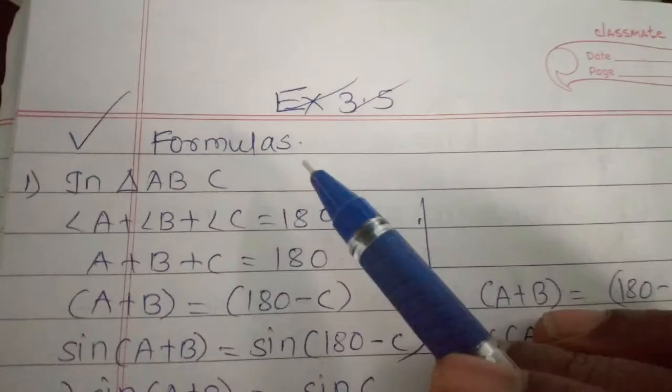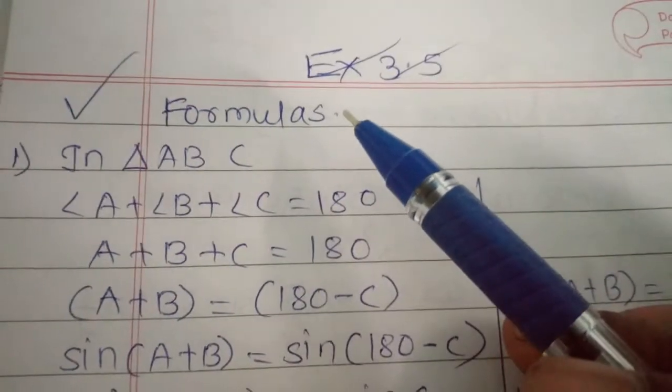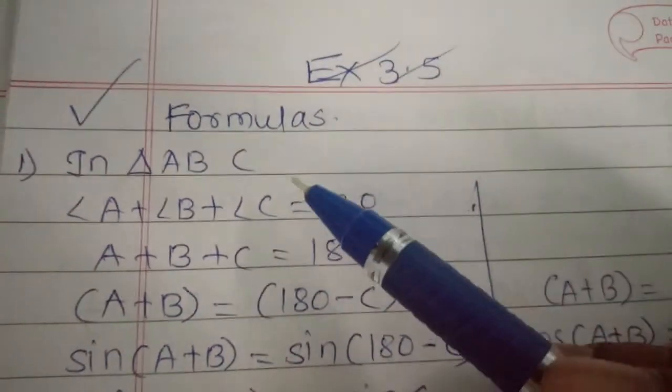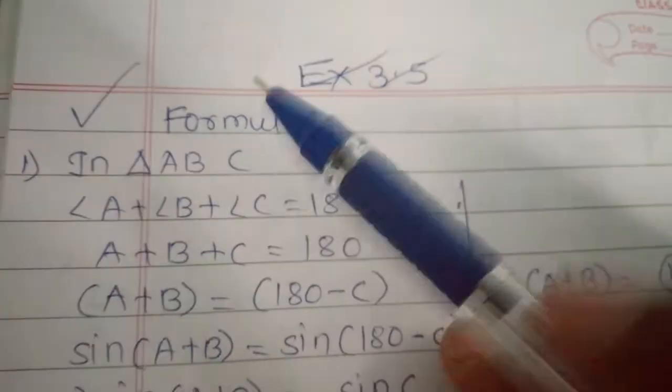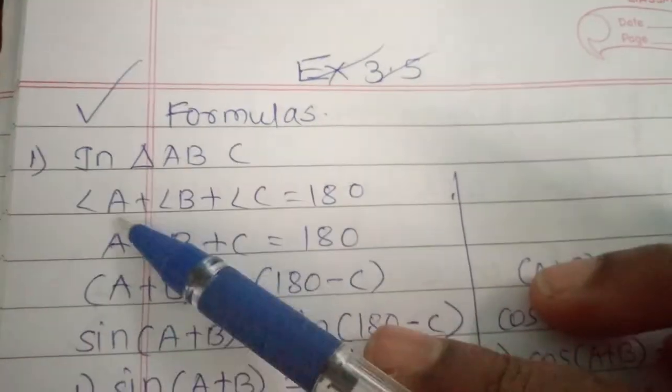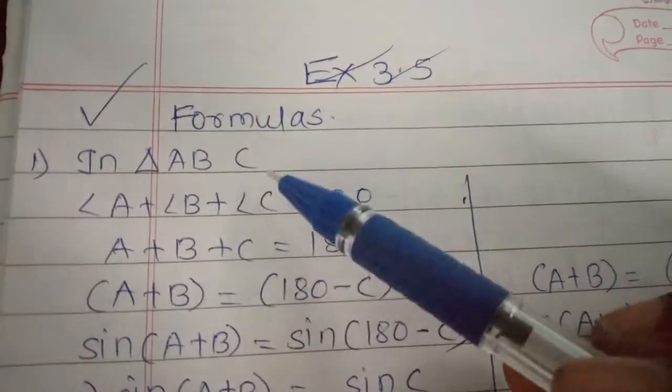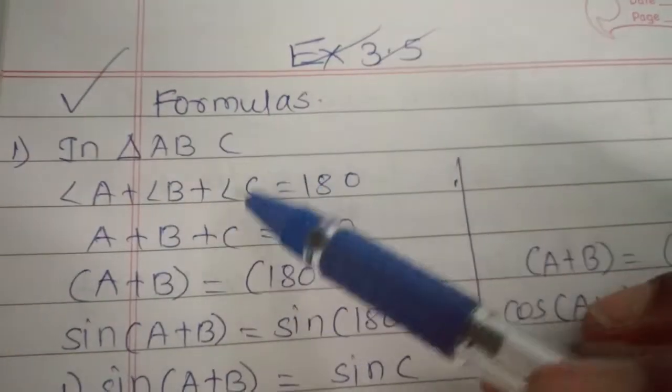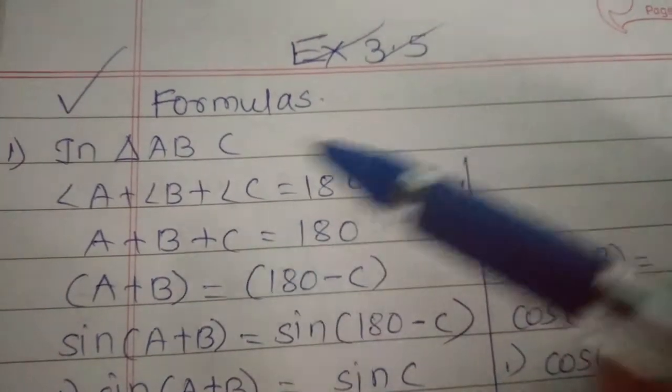Hello students, I am going to continue with the chapter trigonometry part 2 of 11th science. So today we learn some formulas related to the triangle. So you know the sum angle property of the triangle, that in triangle ABC, the sum of the measure of all angles of the triangle is 180. So angle A plus angle B plus angle C is equal to 180.